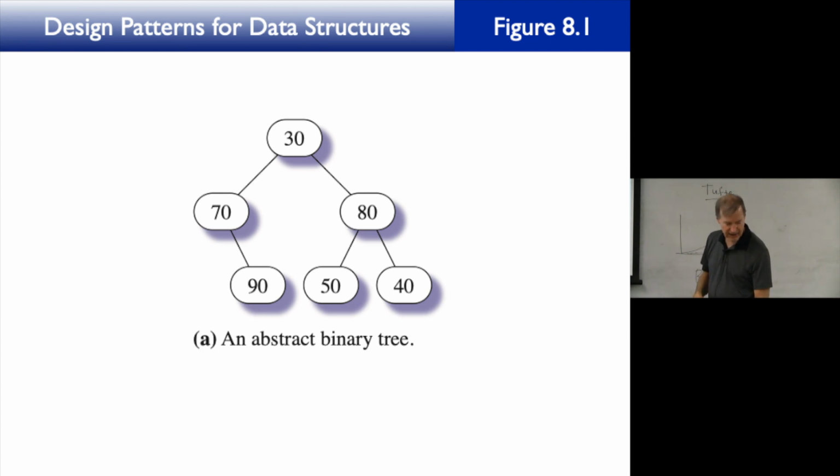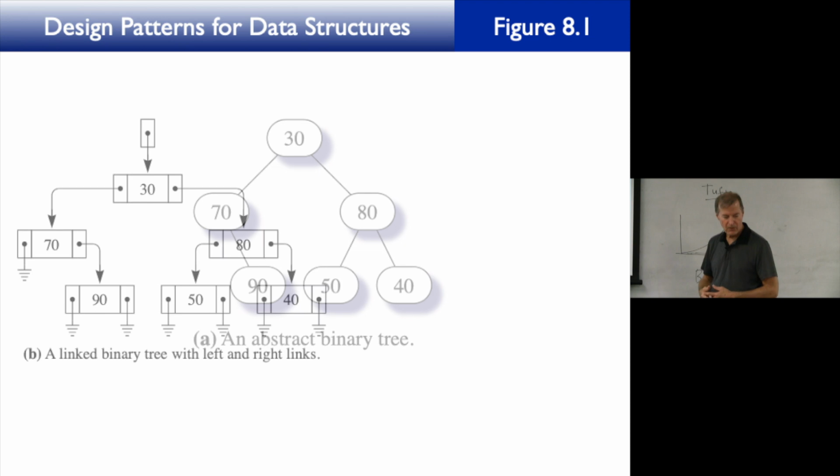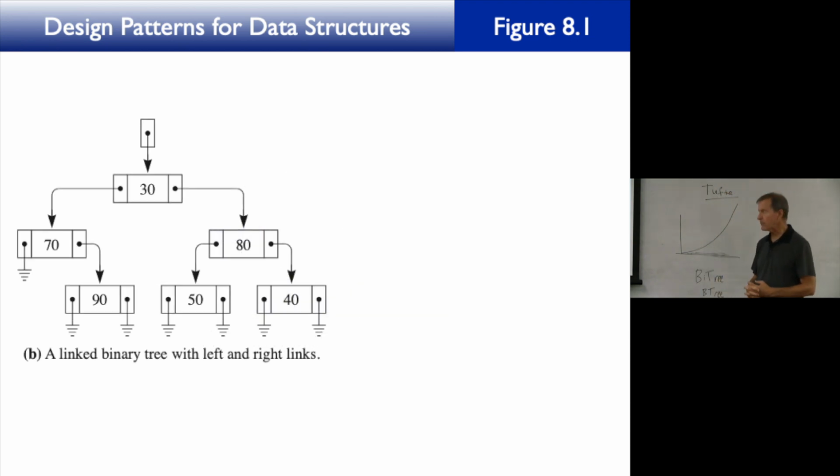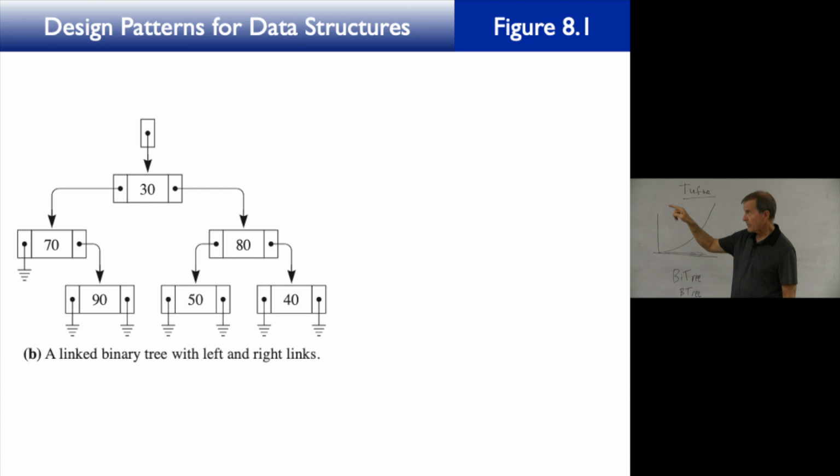And now the question is, how are we going to program this up? Well, the linked version, here in part B of the figure, has a little container at the top. It's a pointer to a node. It's a pointer to the root. So that's what defines a binary tree. A binary tree has one attribute, and that attribute is a pointer to a node.